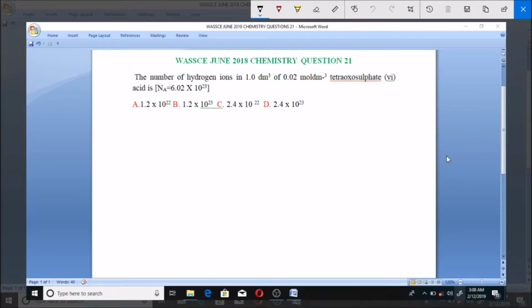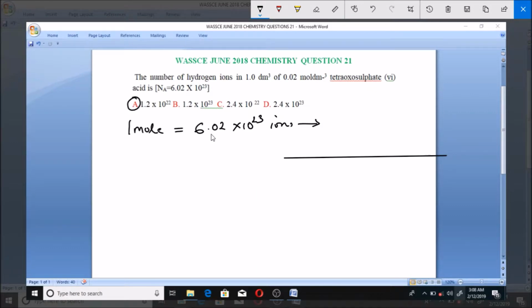Now, we all know that 1 mole of any substance contains 6.02 times 10 to the power 23 ions, which is the Avogadro's number. That's what 1 mole contains. So 1 mole is a quantity that is equivalent, in terms of ions, to this number.